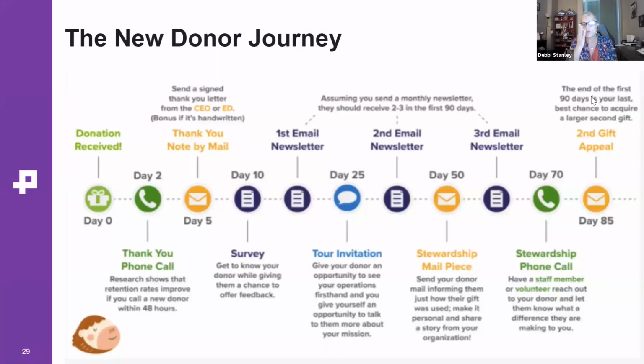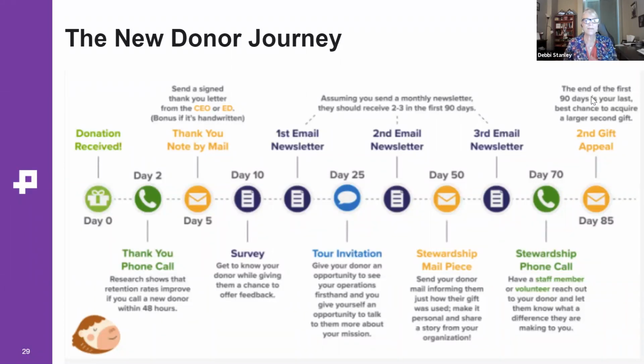So that new donor journey can follow a variety of different paths. This is just an example. So onboarding, a lot of us use it in our business lives. It's when a new employee comes in, we make sure they meet with all the team, they understand their role, their responsibility, what they're supposed to be doing, and their goals. Basically, it's creating a strong early experience.